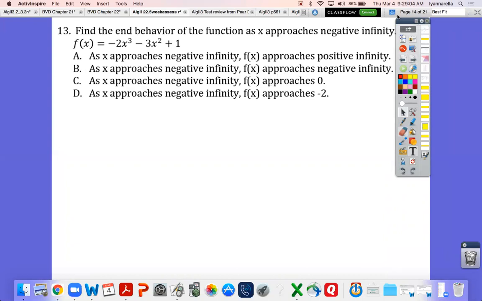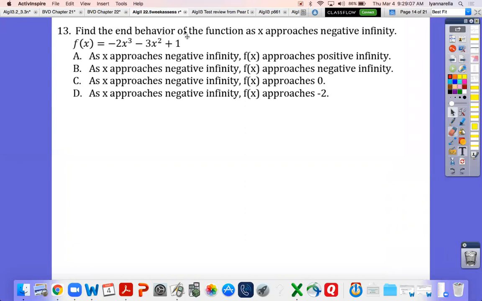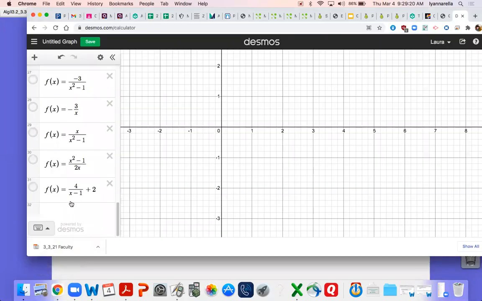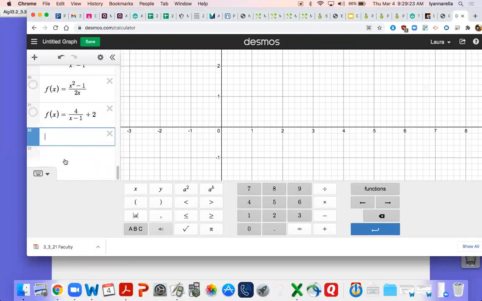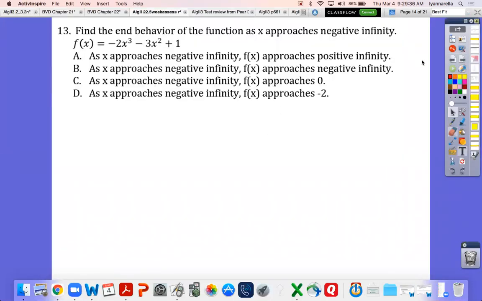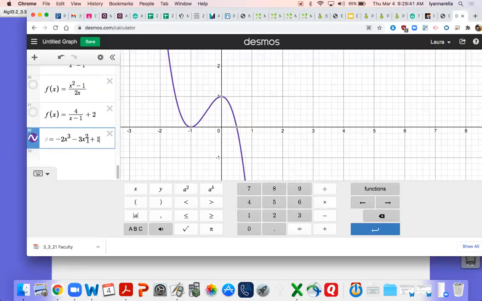Okay, end behavior. We do need to discuss end behavior. So I'm going to go graph this. You guys graph it too. -2x cubed minus 3x squared plus 1. Okay.